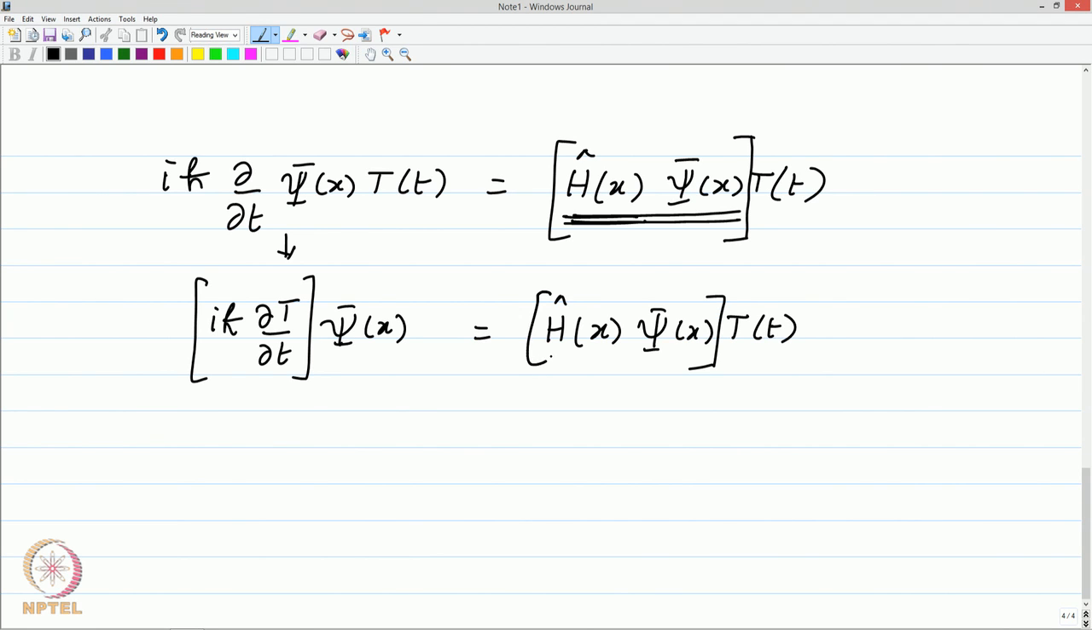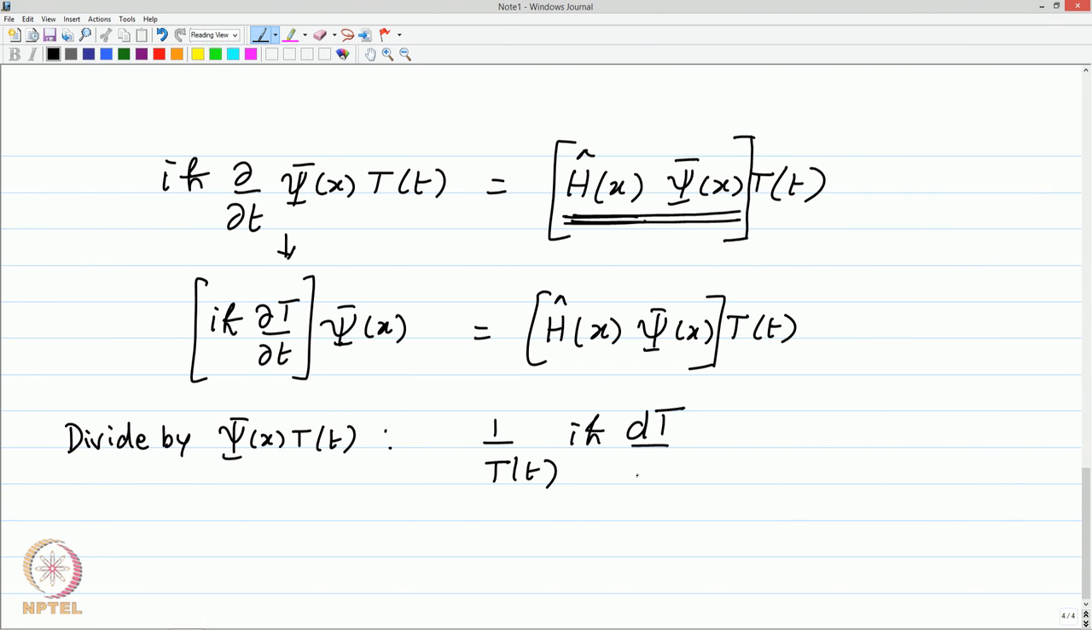Okay. Now, if we divide by the product ψ(x) T(t), then what do we get? We get 1 by T(t), the ψ(x) is gone. What we have is iħ dT/dt, because the partial derivative on a function with respect to time, when the function is only time dependent, is a total derivative. This is equal to 1 by ψ(x) Ĥ(x) ψ(x).